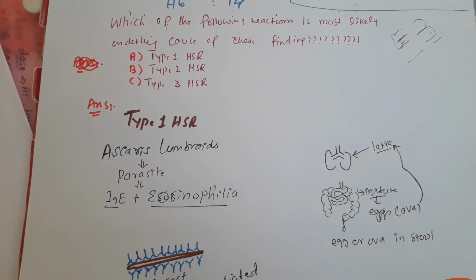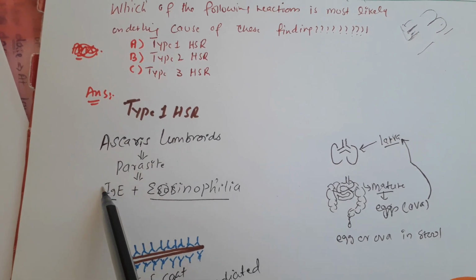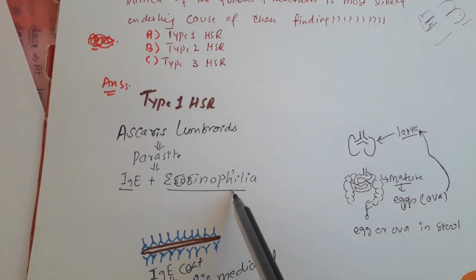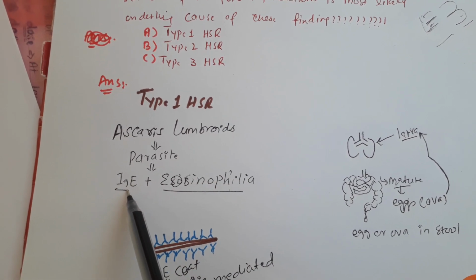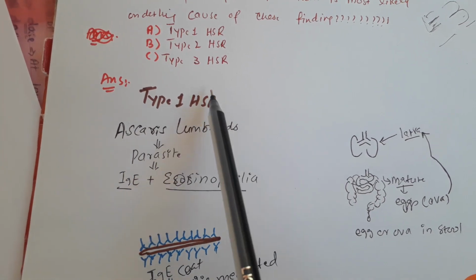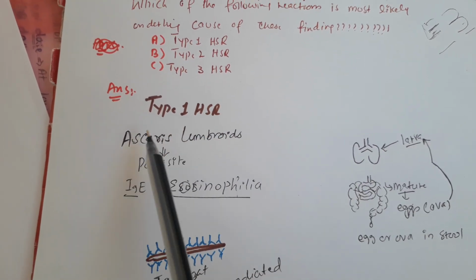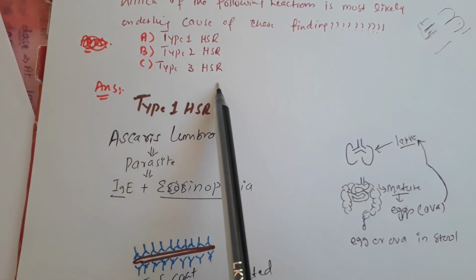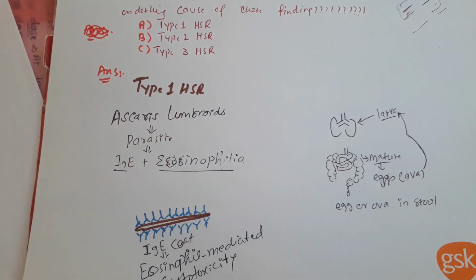Whenever you see any parasitic infection, there will be IgE and there will be eosinophilia. IgE mediated type 1 hypersensitivity reaction and eosinophilia. If you see both of these in MCQs, this is going to be a parasitic infection, and it is going to involve the type 1 hypersensitivity reaction.